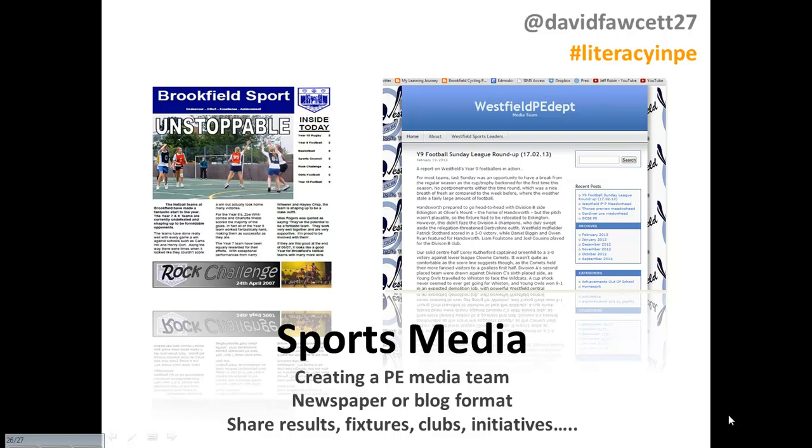We had to stop it obviously because of money and the cutbacks, and it just cost a lot to get this out in print all the time, because we had about 15-20 pages each time. So another idea, which is from the Westville PE department, is actually turn this into a blog, which is pretty much cost free, and again it allows you to share results, fixtures, clubs, initiatives, maybe sports day results, things like that, and you can have your sports media team going around and actually share it on the blog.